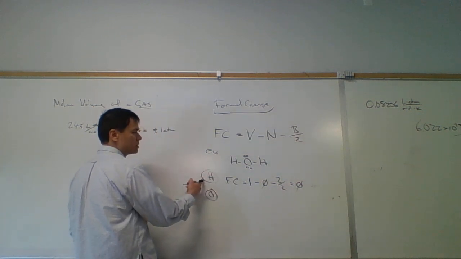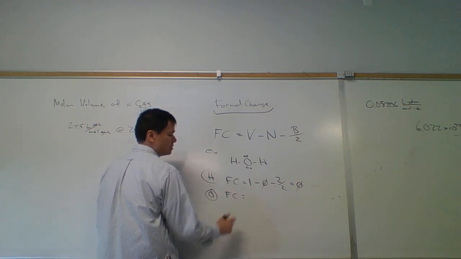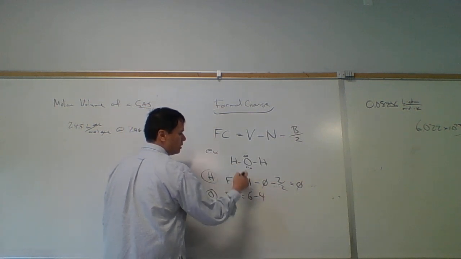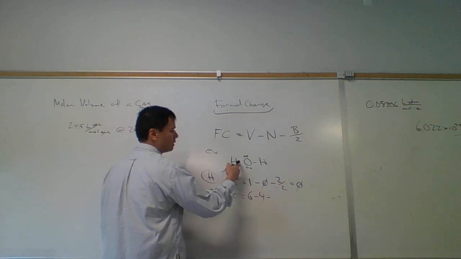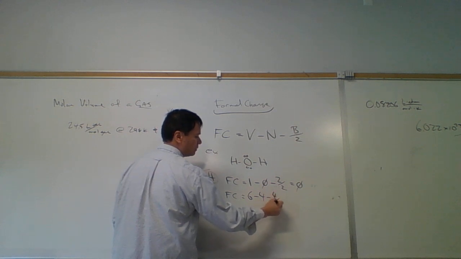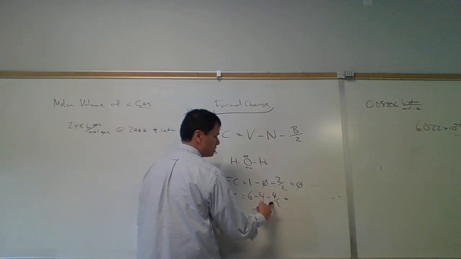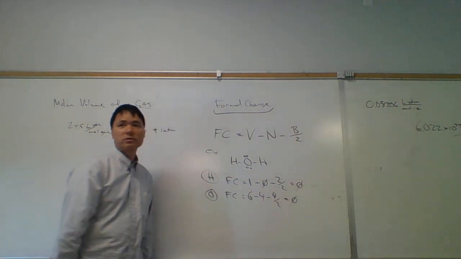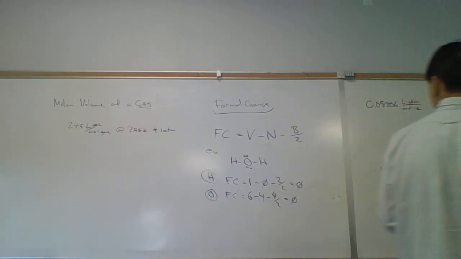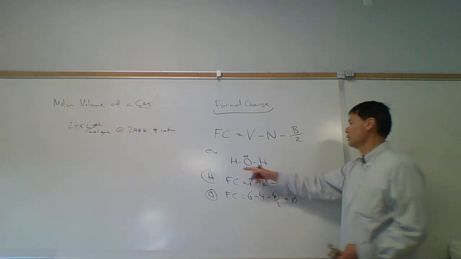How about the formal charge on oxygen? Oxygen has normally how many valence electrons? 6. Minus how many non-bonding electrons? 4 in this case. Minus how many bonding? Well, total bonding electrons would be 4, but only half of those belong to oxygen. So 6 minus 4 is 2, minus 2 is 0. So the formal charge is a 0. When we have 0 formal charge, we don't usually write it there.